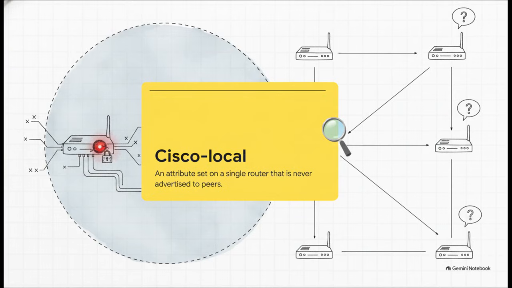So what exactly does Cisco local only mean in the real world? It means this attribute is set on a single specific router, and it is never ever advertised to neighboring peers. It unilaterally affects just that one specific router's decisions. The router basically keeps this metric entirely to itself, using it as an internal cheat sheet to override any other external routing logic, without telling the rest of the network why it's making that choice.